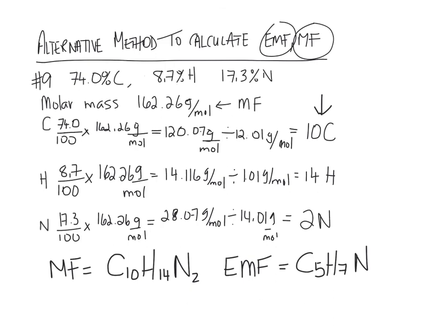So we go backwards with this method. We figure out our molecular formula first, and then we reduce it to get our empirical formula. And a bonus to this is we never have to worry about multiplying fractions to get whole numbers. So try today's questions using this method.